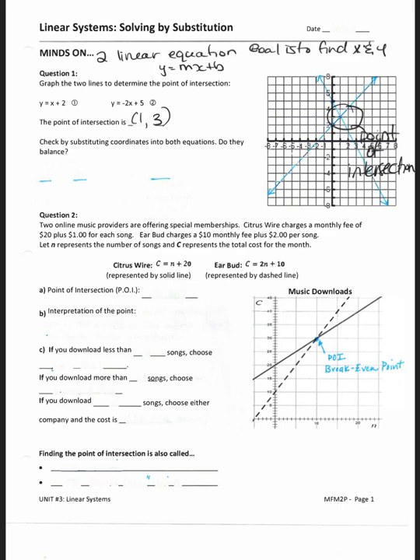So we can actually check by substituting the coordinates into both of the equations. So if I look at my point of intersection here, I know that x is my first one, y is my second one. So that's telling me that I have an x value of 1 and a y value of 3. So let's check this. If I put y equals x plus 2, and for my x, I have 1 plus 2, that's going to equal 3. And I know that's right, so that should be 3.